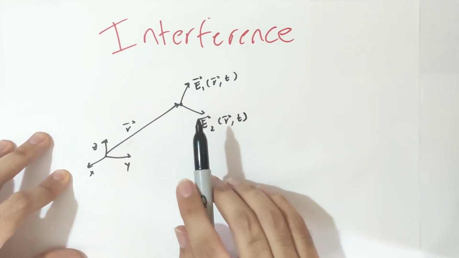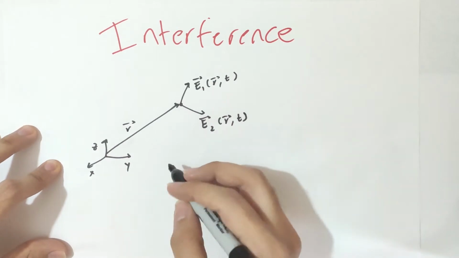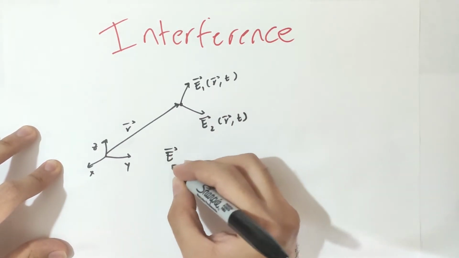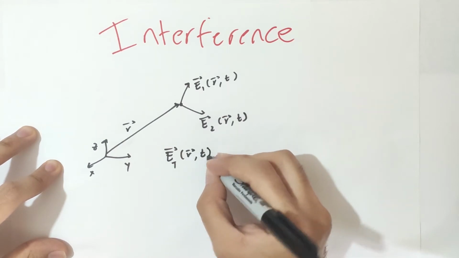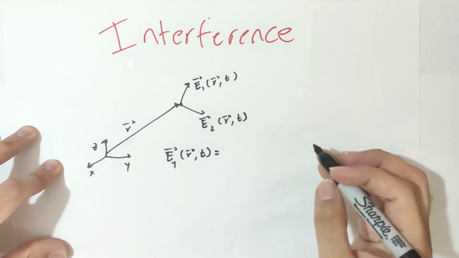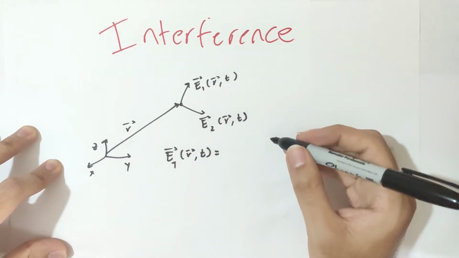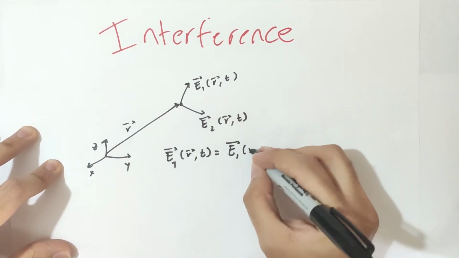So we will have that because of superposition of electric fields, the total electric field at the point R and time t is described by the sum of the two electromagnetic fields at that point.